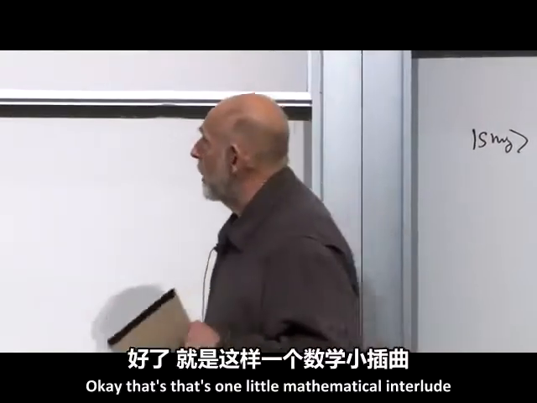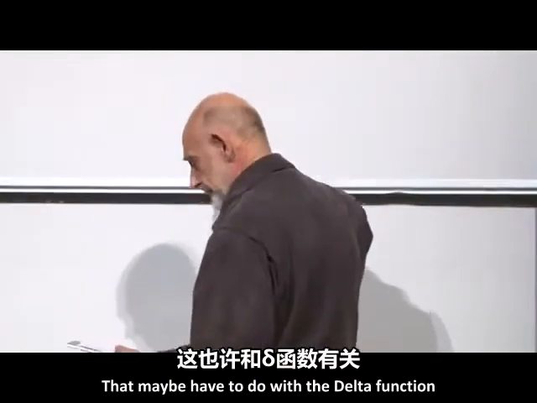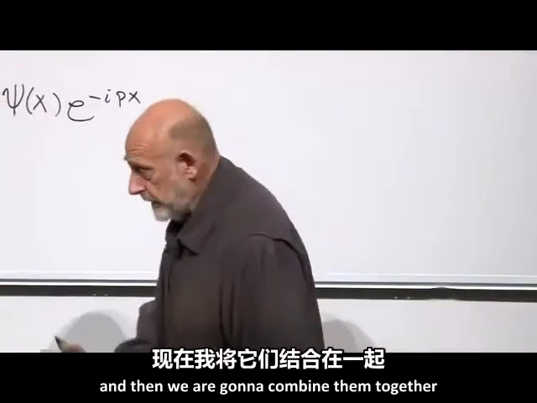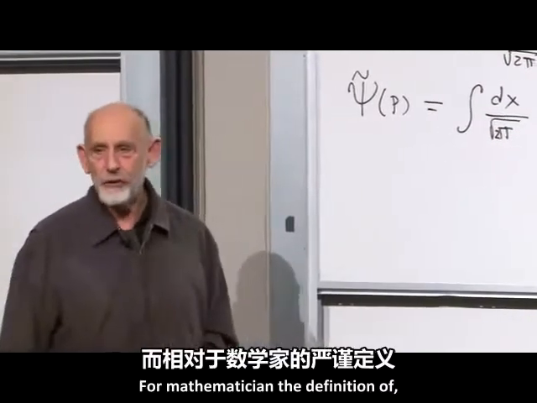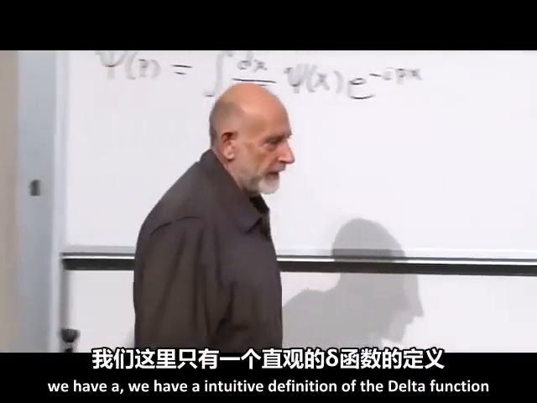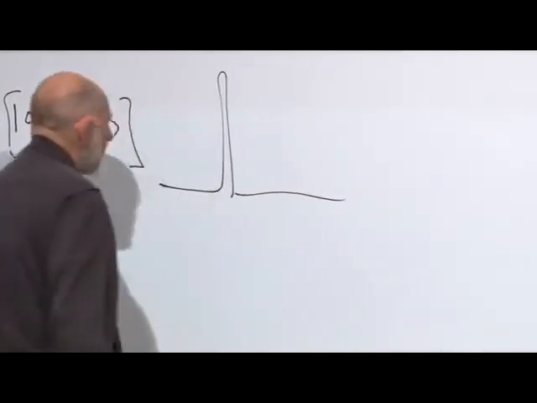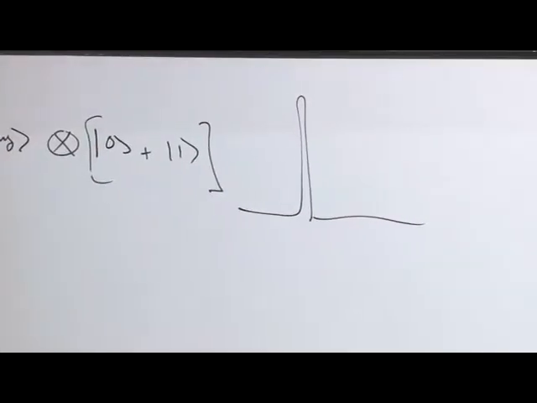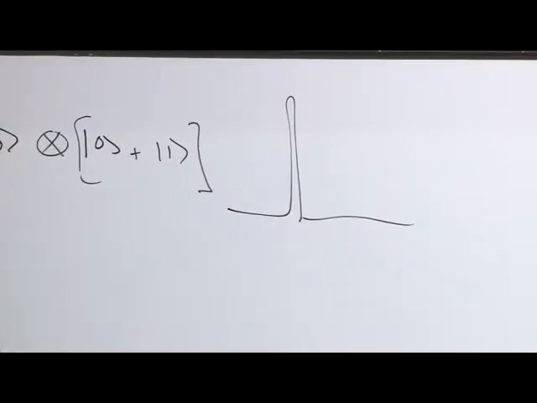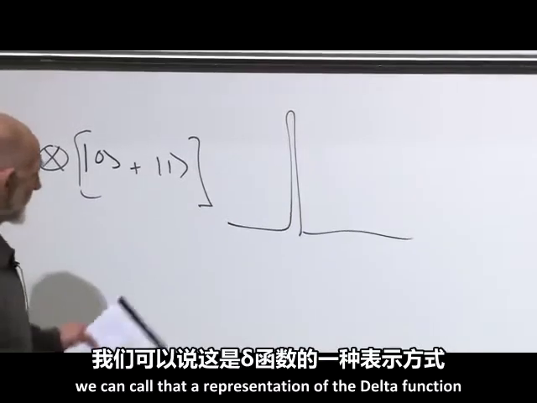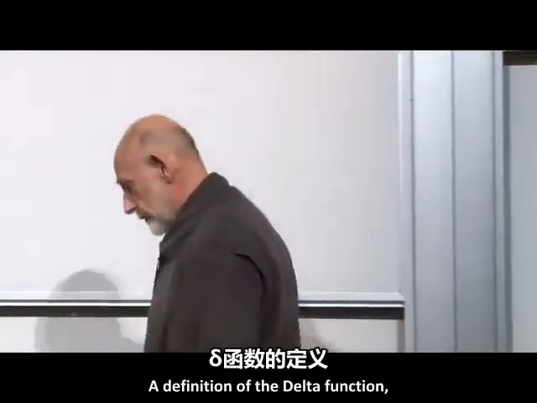Okay, that's one little mathematical interlude that we will need. The other has to do with the delta function, and then we're going to combine them together. For a mathematician, we have an intuitive definition of a delta function. It's a high, narrow function that's so narrow that its width is essentially 0, and so high that the area under it is 1. Okay? We can call that a representation of the delta function. A definition of the delta function.